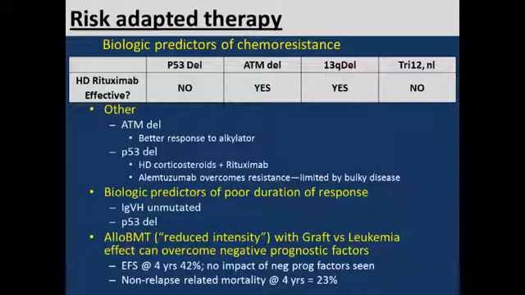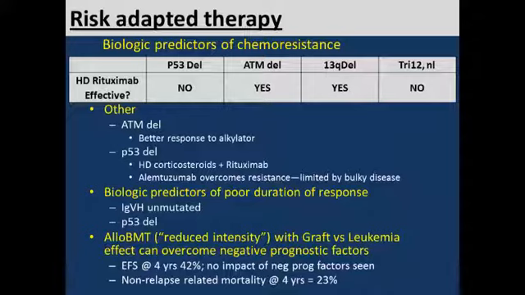Some other tidbits we know, well, patients with ATM deletions probably respond better if an alkylator is included in their regimen, so try and include an alkylator in their initial regimens. And then p53 deletions, they will respond fairly well to high-dose corticosteroids or to alemtuzumab because they seem to trigger apoptosis through a non-p53 mediated modality. So then, as far as predictions of poor duration of response, well, I think IGVH unmutated CLL and p53 deletion CLL, those are characterized by short duration of response to initial therapy.